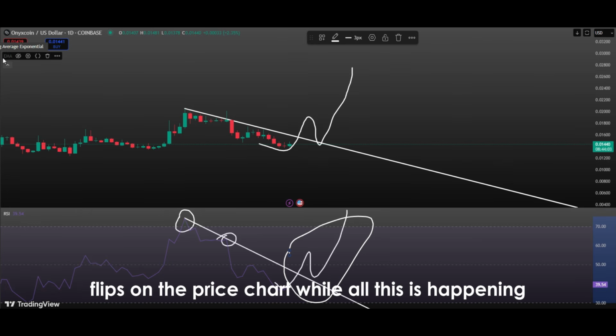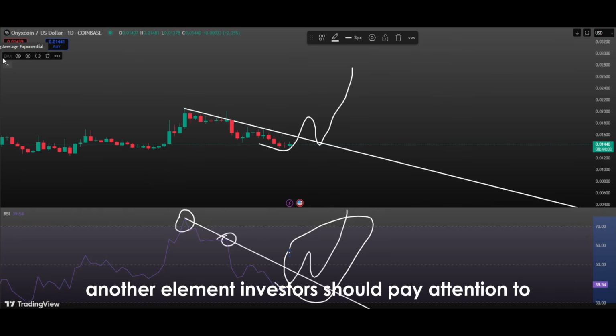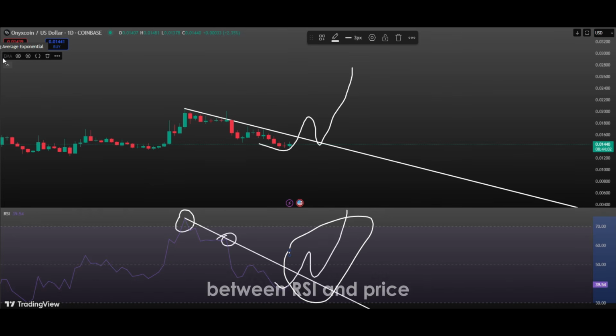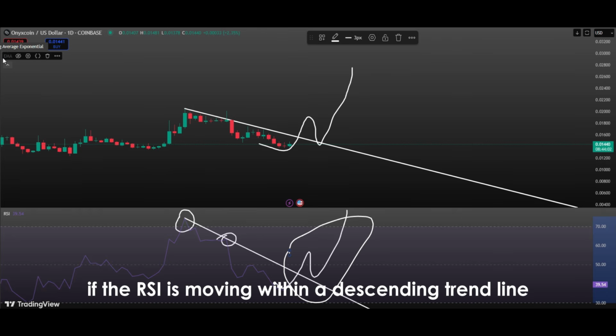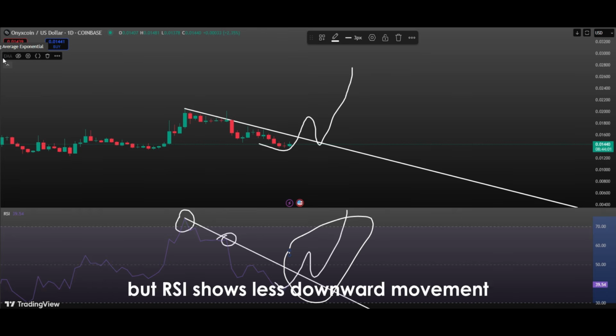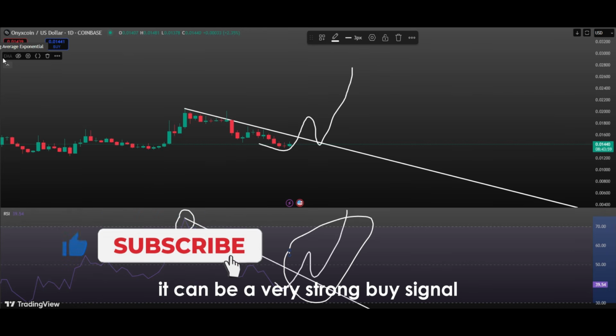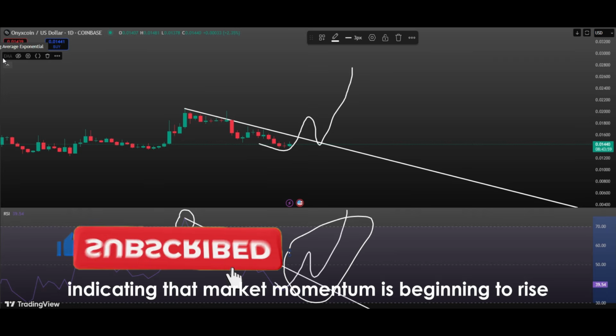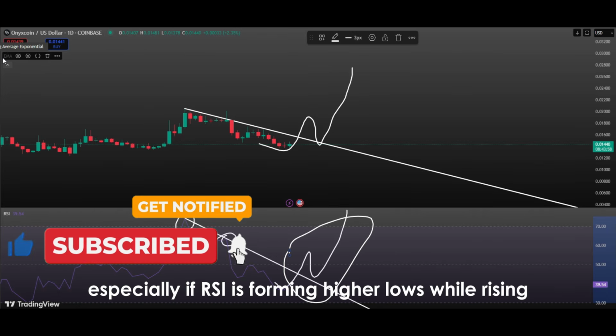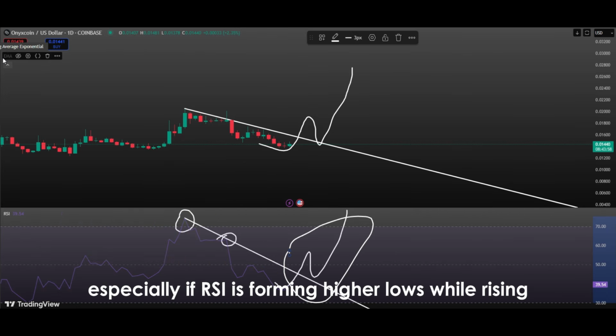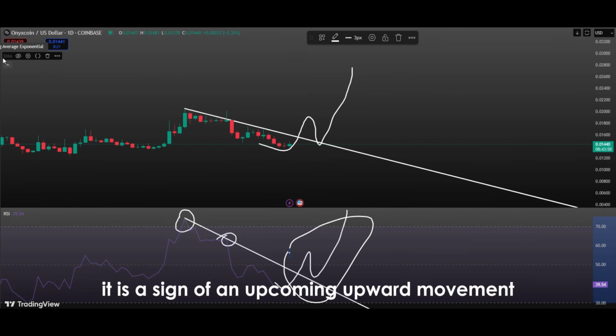While all this is happening, another element investors should pay attention to is the potential for positive divergence between RSI and price. If the RSI is moving within a descending trendline while price continues to fall, but RSI shows less downward movement, this is a positive divergence. If RSI breaks its trendline during this divergence, it can be a very strong buy signal, indicating that market momentum is beginning to rise again. Especially if RSI is forming higher lows while rising, it is a sign of an upcoming upward movement.